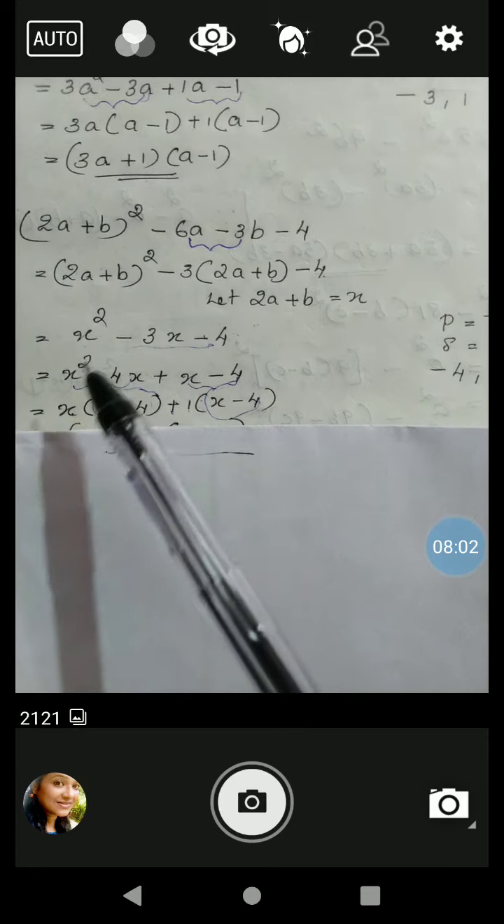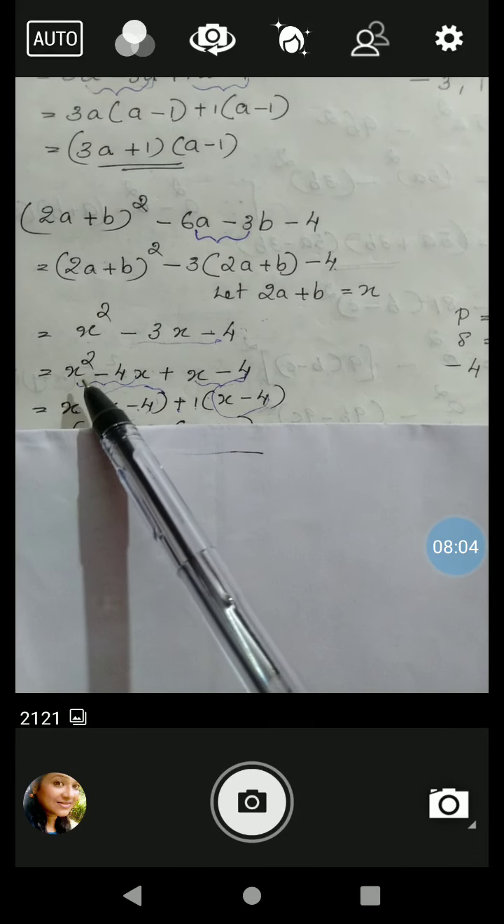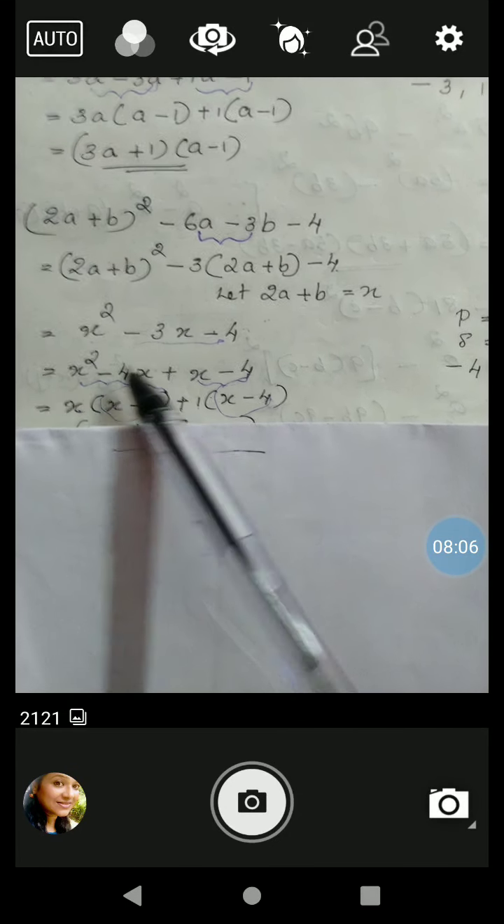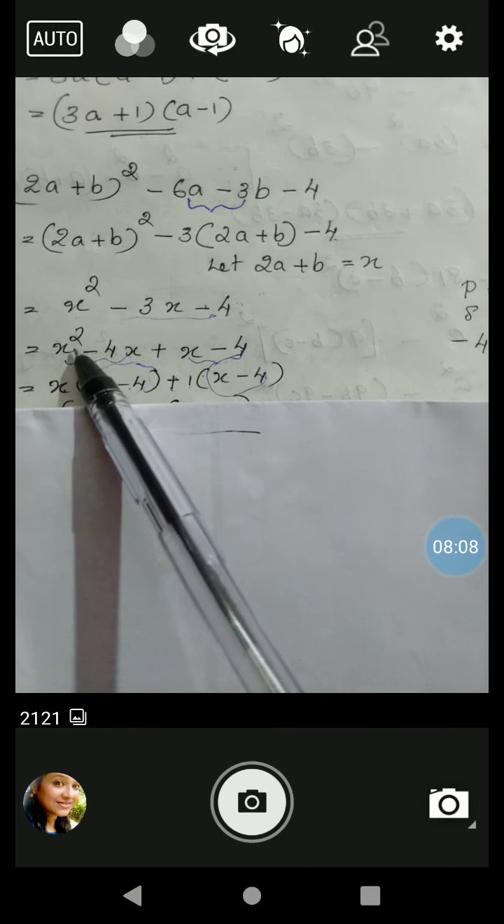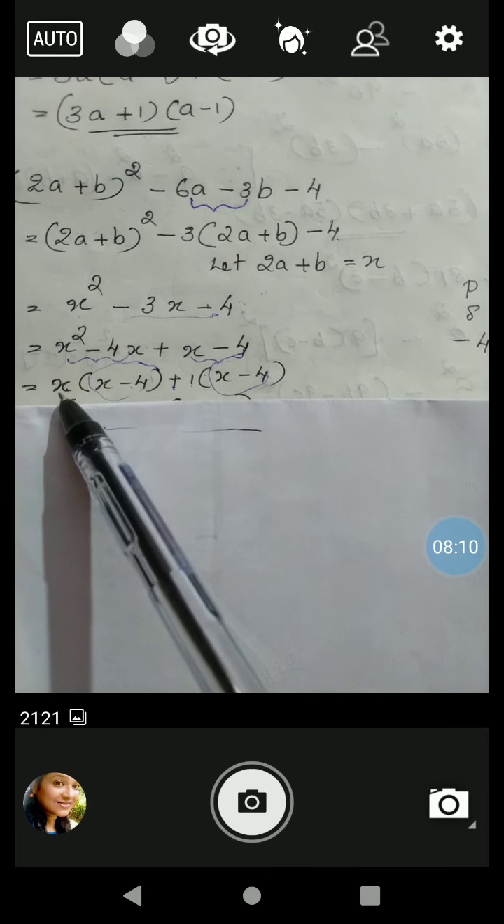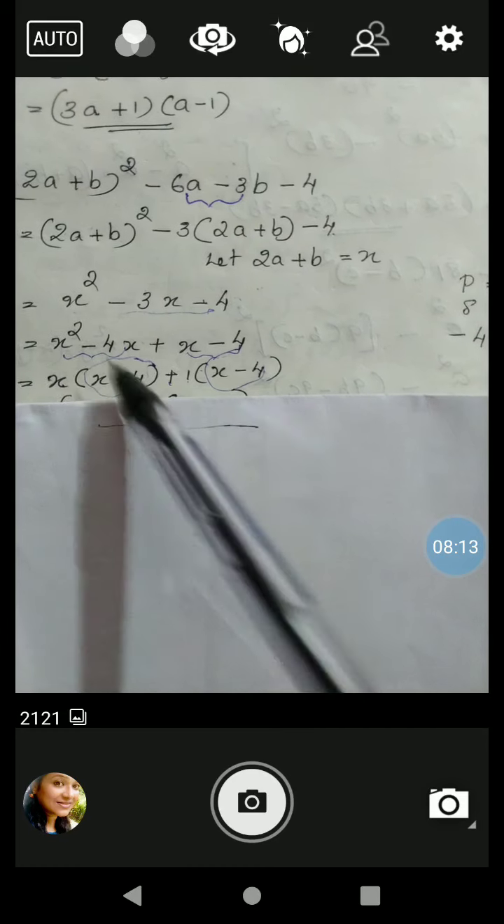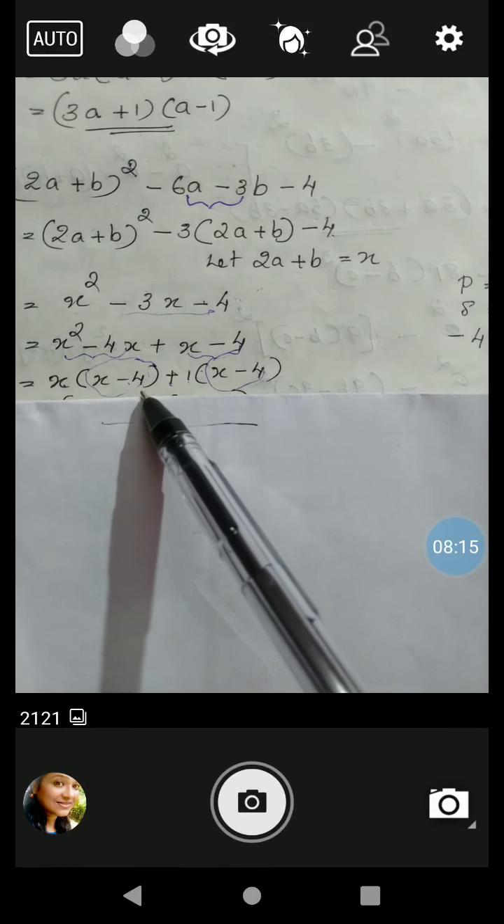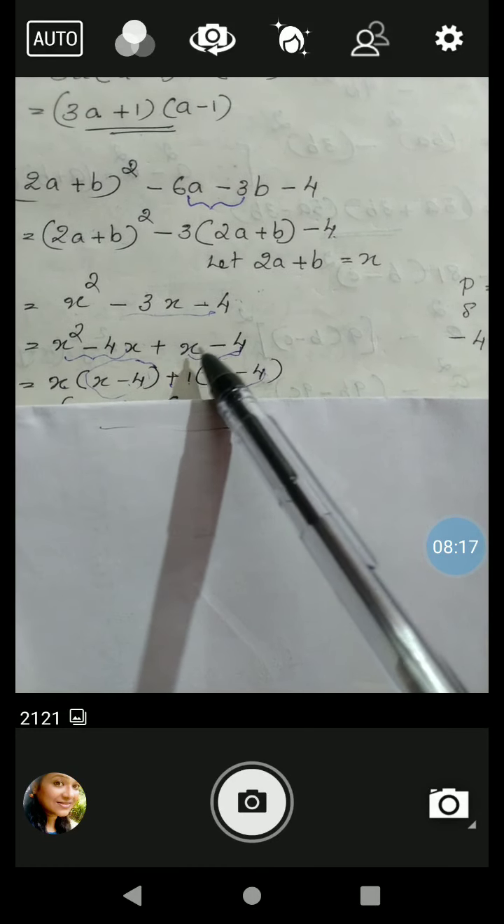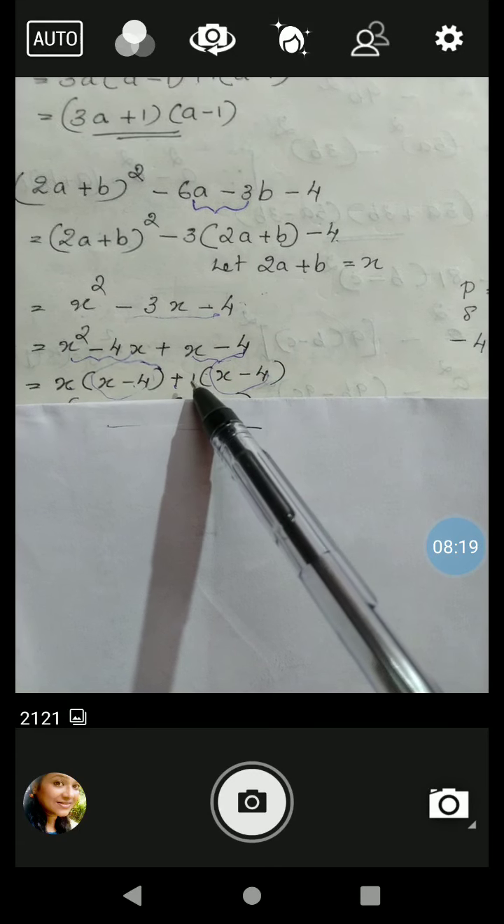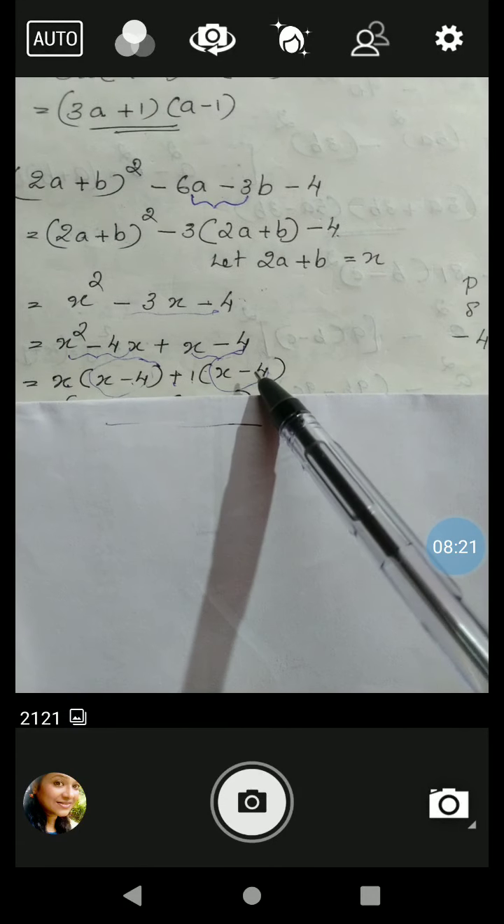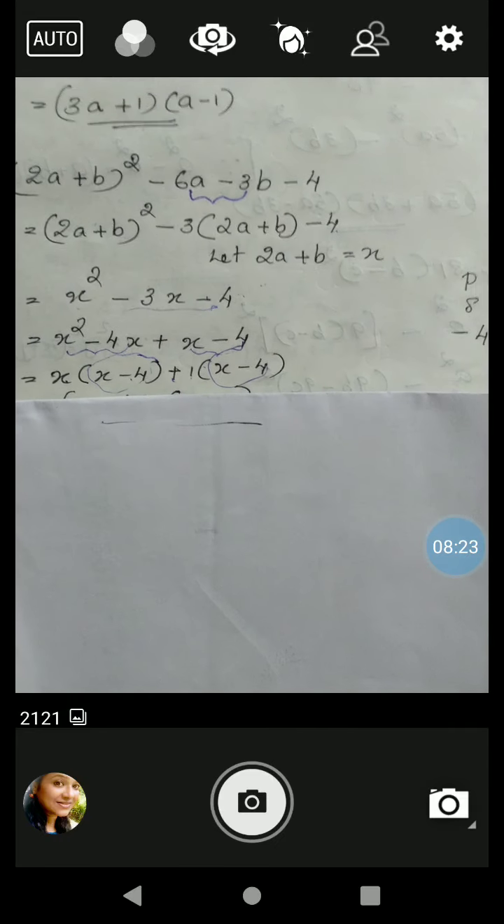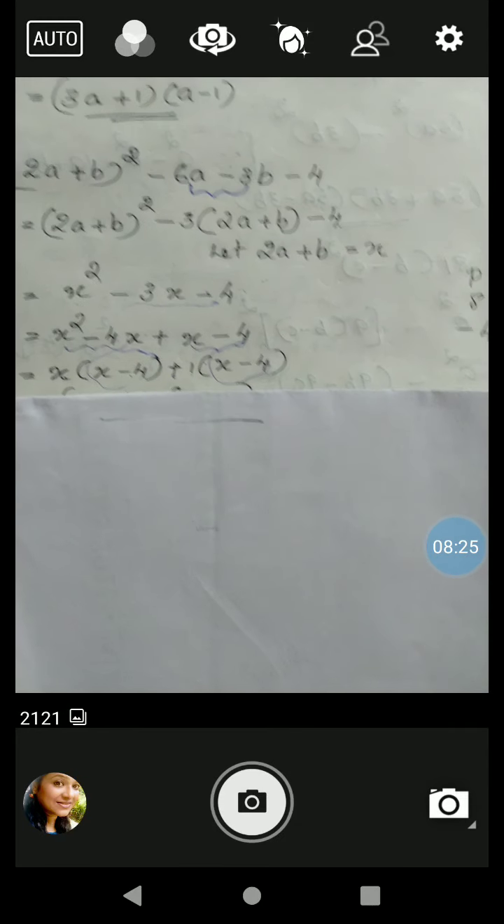So now we can apply grouping. These two in one group. So take common factor outside. What is common factor? x is common. Take it outside. The remaining is x minus 4. Plus from here you can take 1 outside. 1 into x minus 4. Now x minus 4 is common factor. You can take it outside.